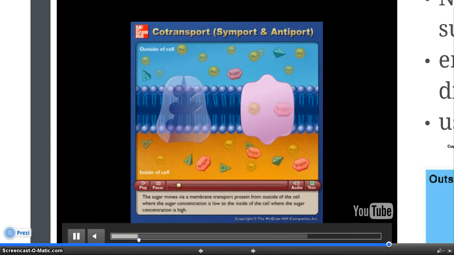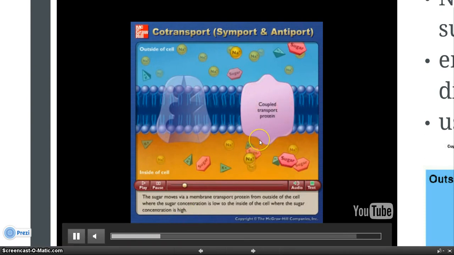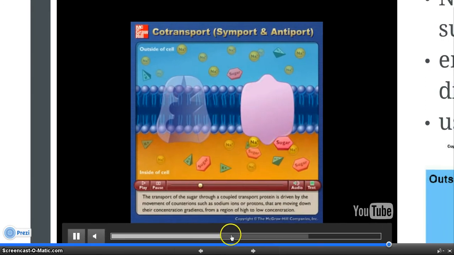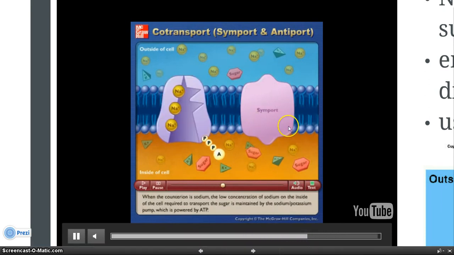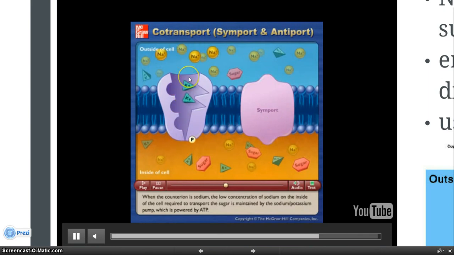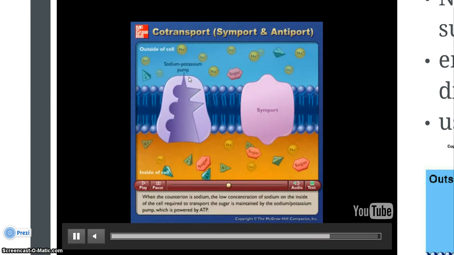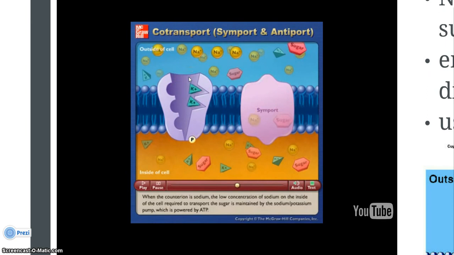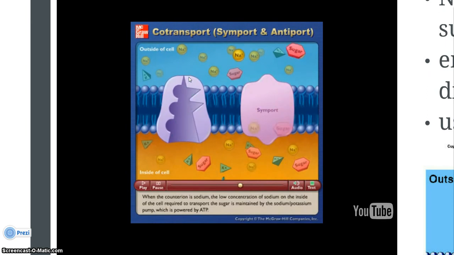So here you can see the sodium coming in as well as the sugar coming in. And when enough of that sodium is in, the sodium-potassium pump can then work. So this is how your body is able to keep on going so that you don't end up with cramps. The sodium is on the outside, but it has to be brought back to the inside so that pump can work correctly.